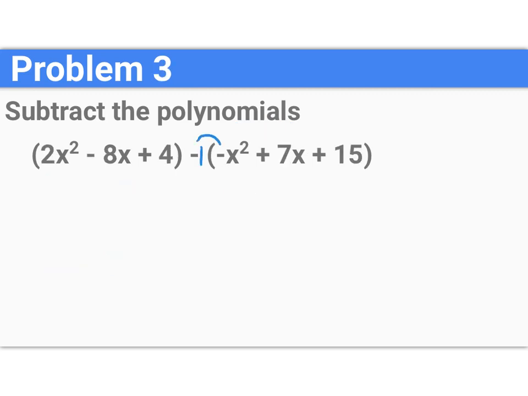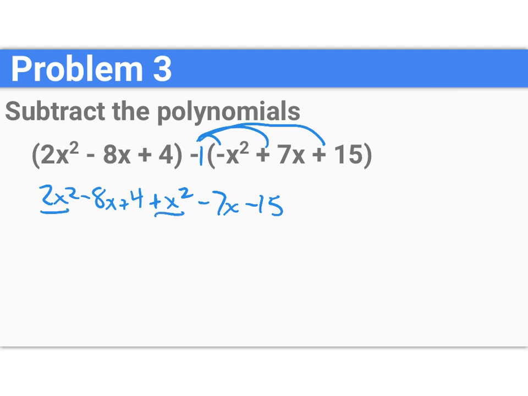Okay, same thing. Distribute, distribute, distribute. 2x squared minus 8x plus 4 plus x squared. And please, I told you before when solving equations, do one step at a time and rewrite everything. It just makes it so much easier. 2x squared plus 1x squared becomes 3x squared, minus 8x minus 7x minus 15x. 4 minus 15 is negative 11. And there you go.